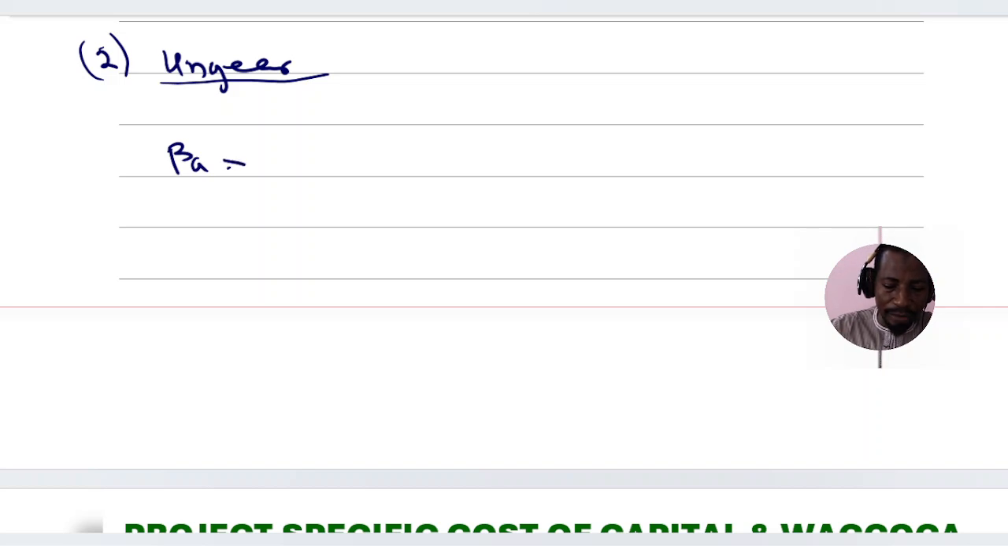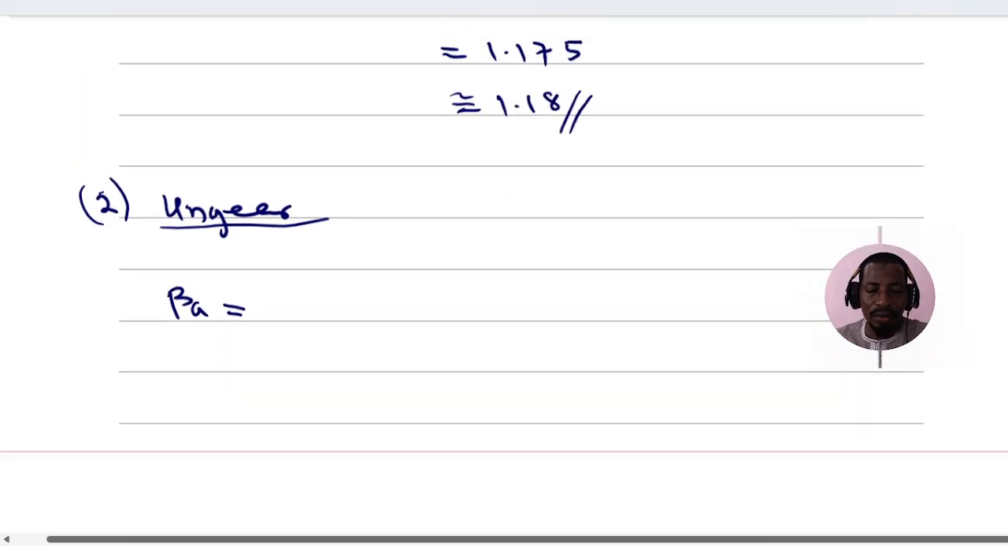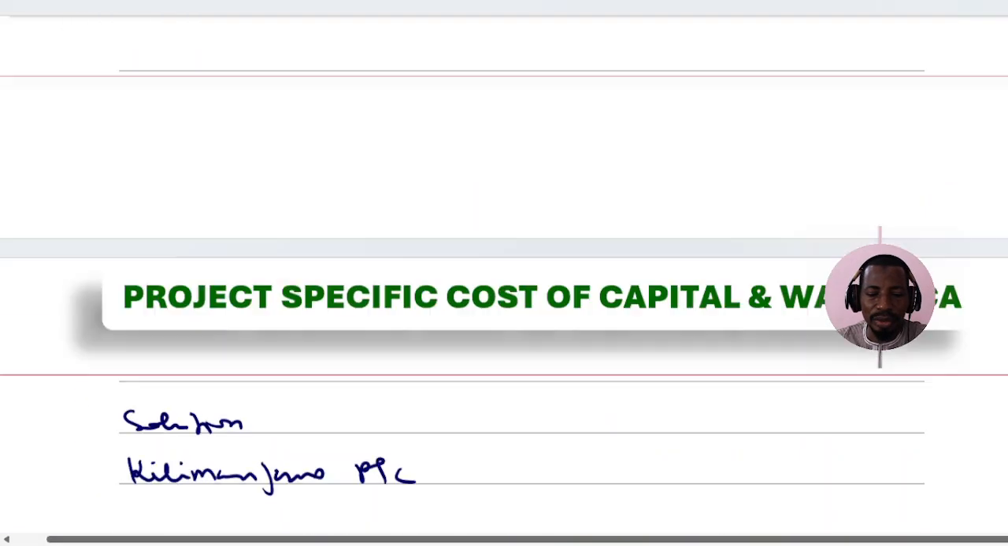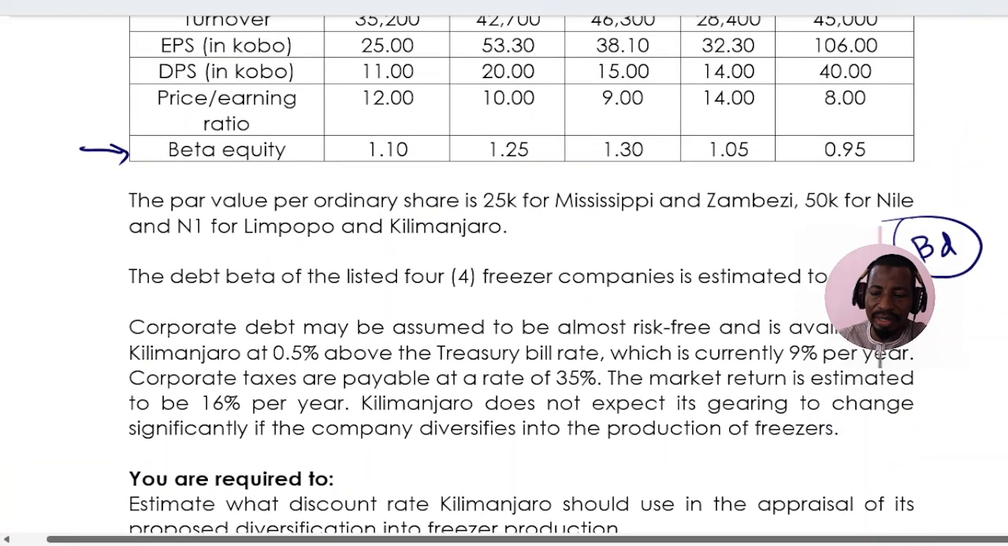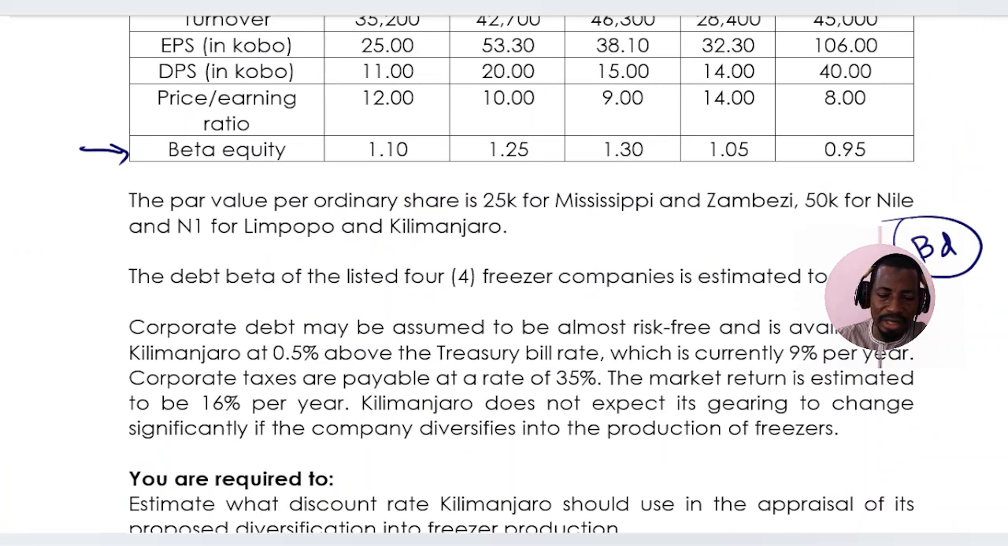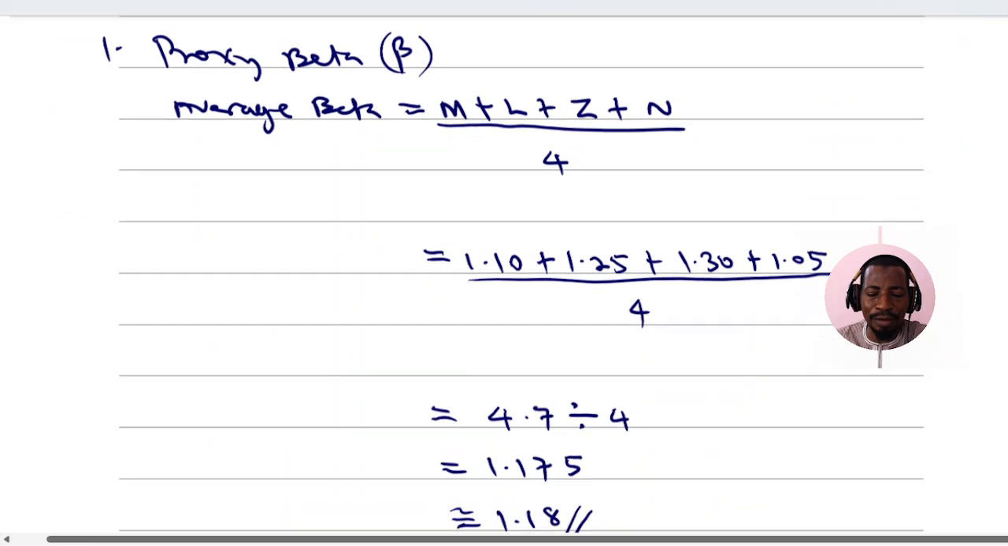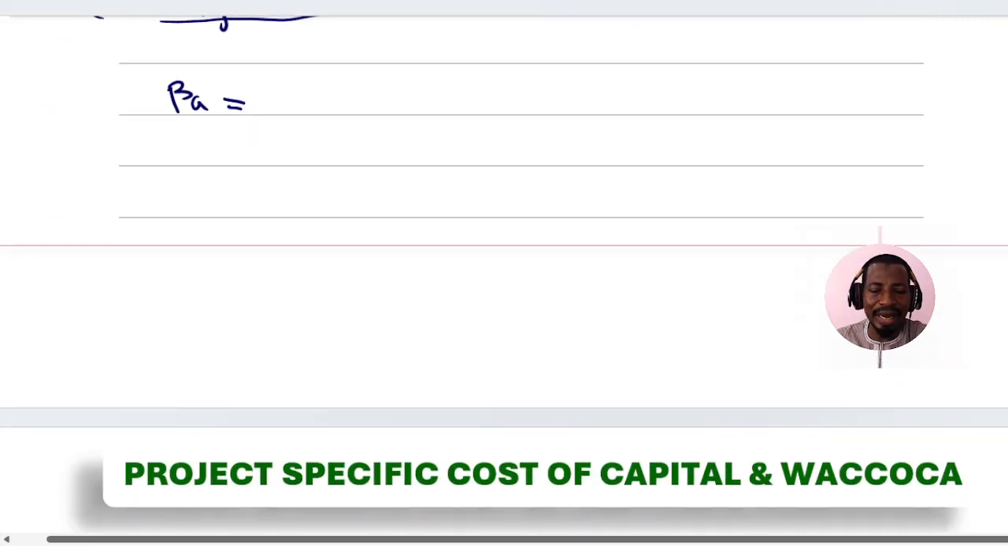For me to put down my formula, I need to go back to the question. I want to know whether the proxy company has a debt beta or the debt beta is assumed to be risk-free. According to the question, when I was reading it, the examiner indicated the debt beta. You are told that the debt beta of the listed freezer companies is estimated to be 0.4. So the proxy company has a debt beta of 0.4. In that case, I am going to use the extended formula to compute my beta asset.